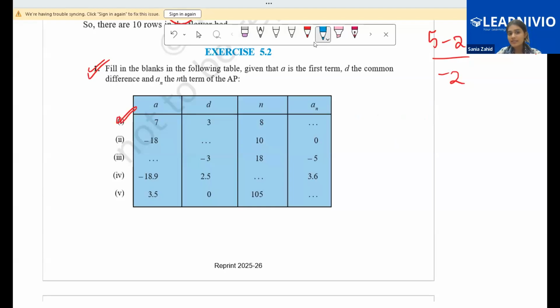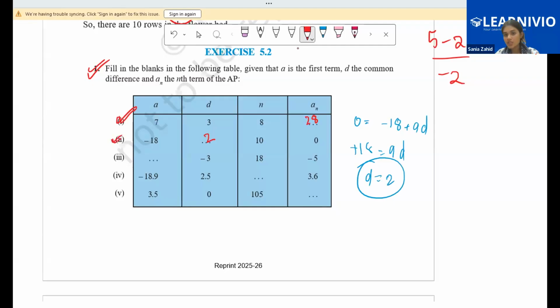The next one is A is given to you as minus 18. Now, the common difference you don't know, and they're telling you the 10th term of the AP is 0. So 0 is equal to minus 18 plus 9D. So plus 18 should be equal to 9D, and D is equal to 2. So this one becomes 28. This one becomes 2.